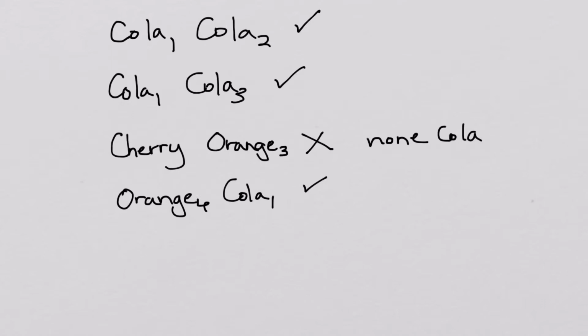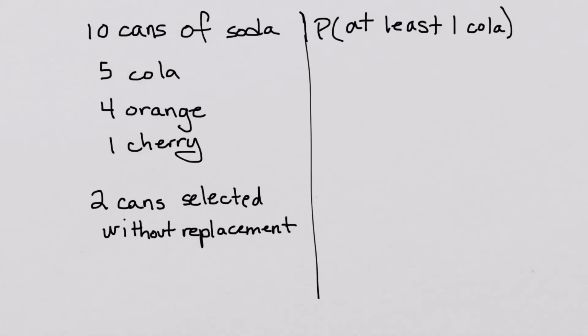So now, when do we not get at least 1 cola? We get the opposite of what we want when we have no cola at all. And that's the key to solving this problem. Because otherwise, I'm going to really have to list out all the different possibilities. So now let's go back. All right, I want the probability of at least 1 cola.